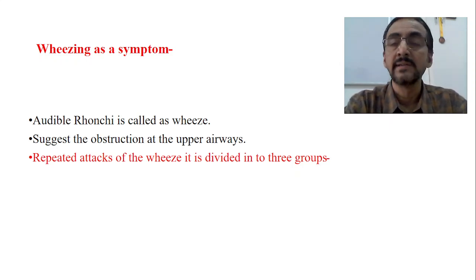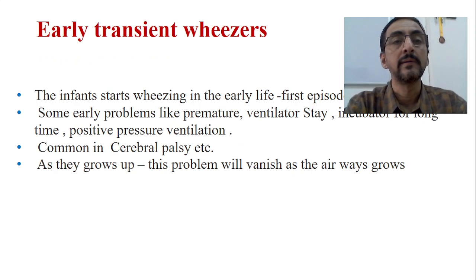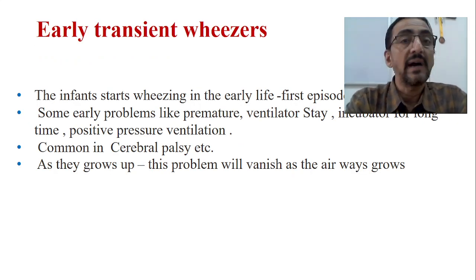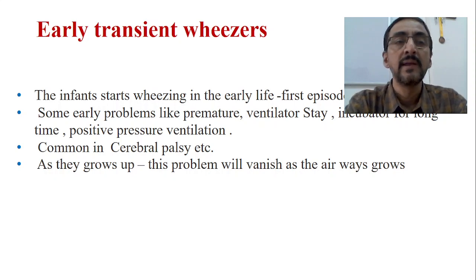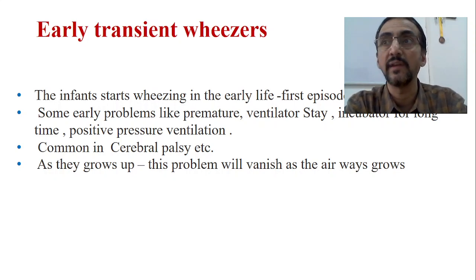And why does this occur? For understanding purposes, we can divide childhood wheeze into three types. So basically they are divided into three groups. The first group is early transient wheezers. What do you mean by early transient wheezers? Usually they start from the infantile period itself. The infants start wheezing in the early part of their life. The first episode comes almost always at 3 to 4 months of age.